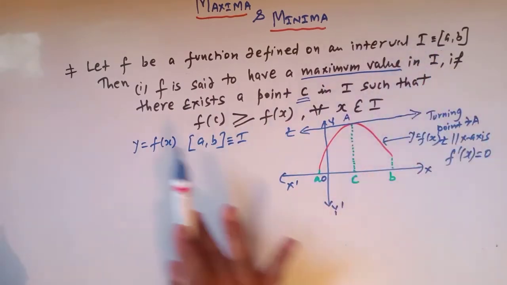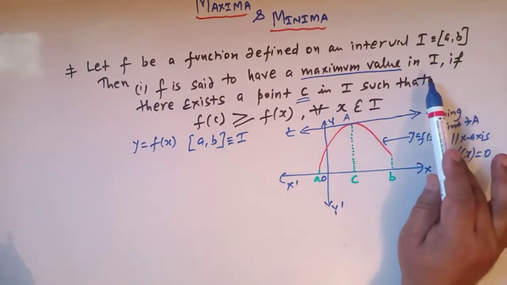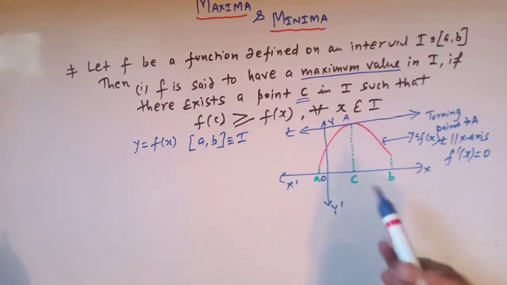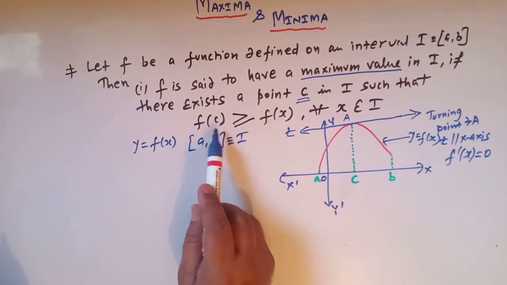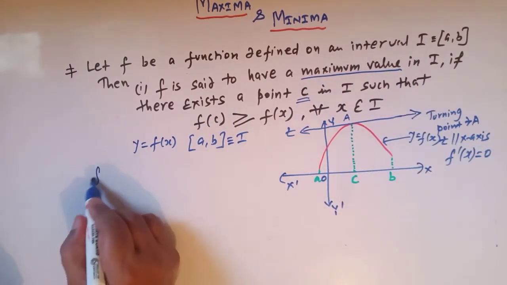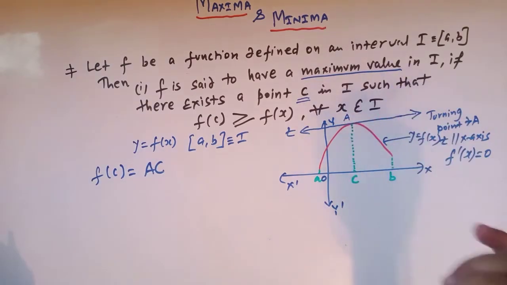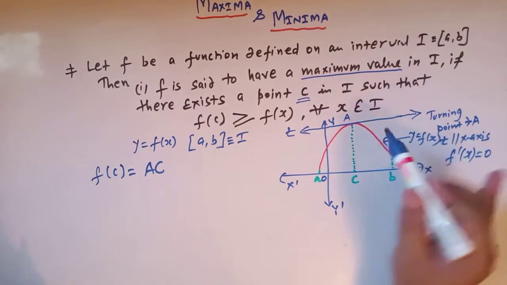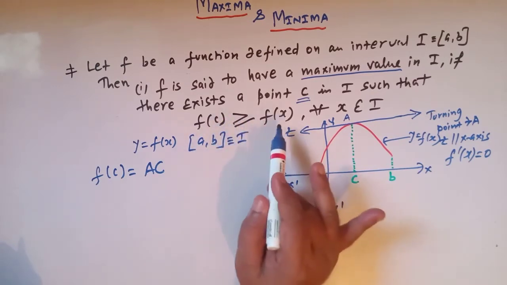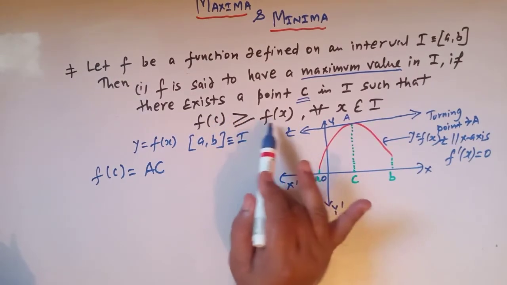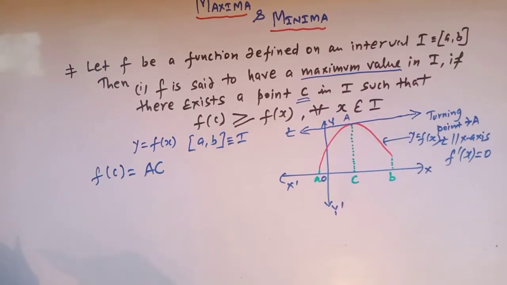It is defined on this interval I, and f is said to have a maximum value in I if there exists a point C in I such that f of C is actually equal to AC. This length AC is greater than or equal to all values of f of x for all x belonging to I.